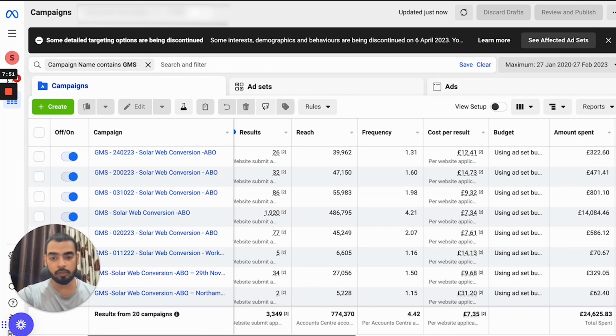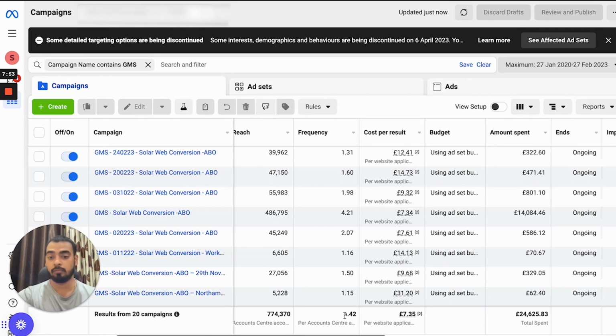So frequency is 4.42. I would say the frequency is much higher than it should be. Frequency should be about 2.5, this should have been ideal, but since this campaign is running for too long and we've reached so many people, multiple ads to the same people, that's what frequency means. One person is seeing your ads multiple times. In our case, they have seen our ads about 4.42 times, about 5 times.